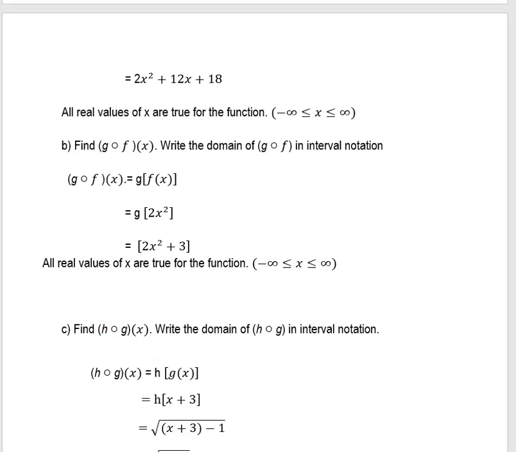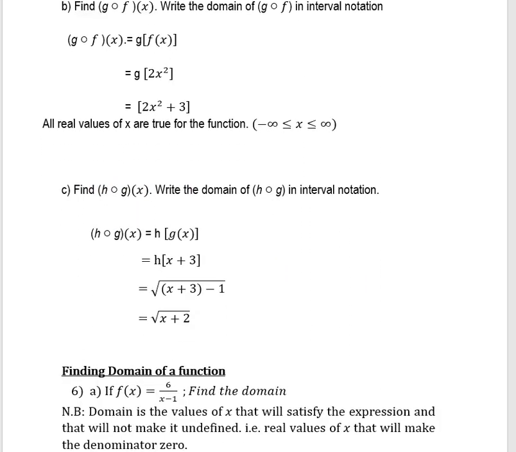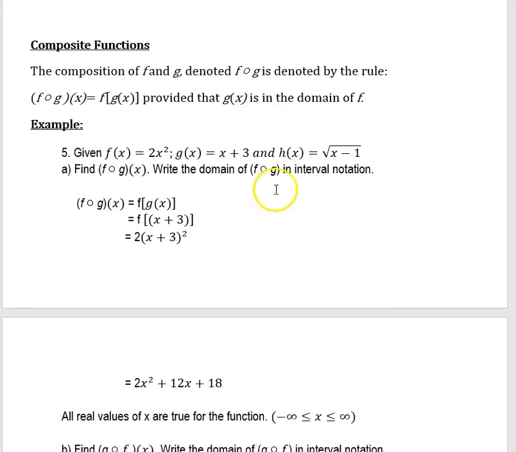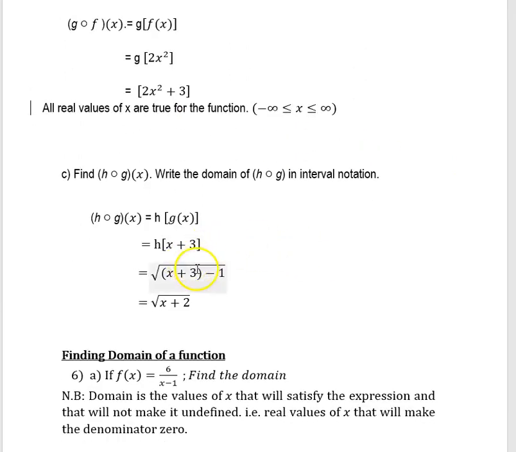Let's now go to the C part. In the C part, we're told to find h composite g of x, and write the domain of also that in interval notation. The first thing is that my g of x becomes my input, which means x plus 3 will be substituted in h. If you look at the question on top, this is my g of x. I will plug it in there for x. You are allowed to open the bracket under the root sign, and that will give you root of x plus 2. That is the composite function.